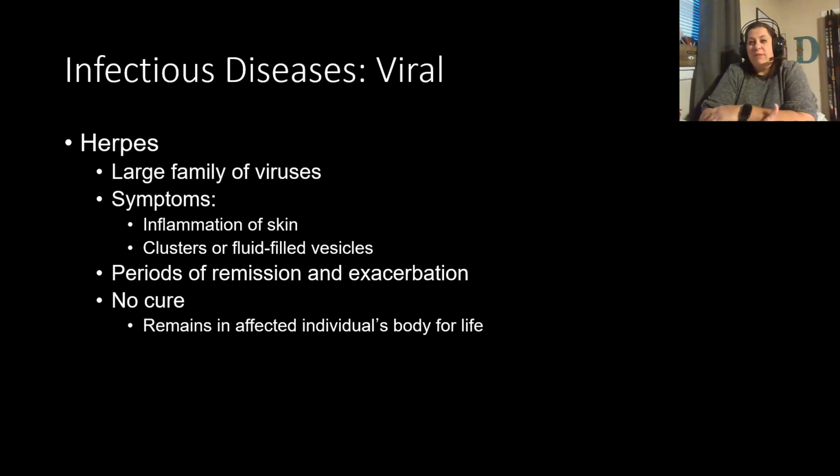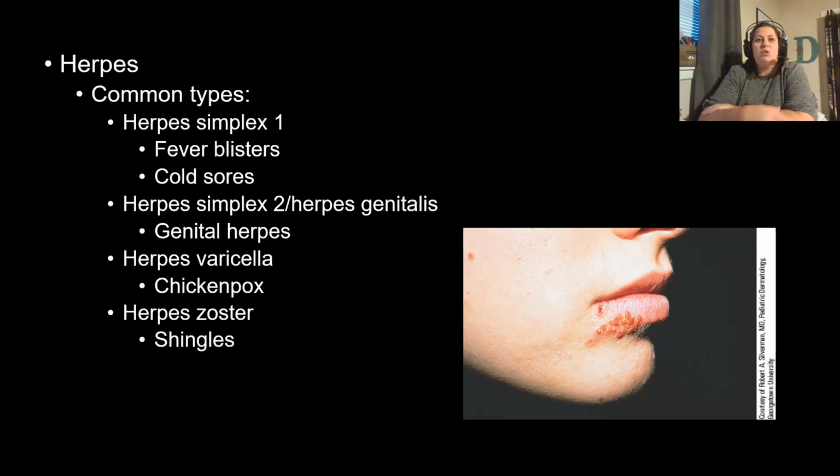There are several different types, and we're going to talk about them. So the first, or the most common ones that we'd see, is herpes simplex 1. These are known as fever blisters or cold sores, and they tend to normally happen around the mouth. However, they can be located in other areas. We also have herpes simplex 2, which is also known as herpes genitalis or genital herpes. Herpes varicella, which is chickenpox. And then herpes zoster, which is what causes shingles.